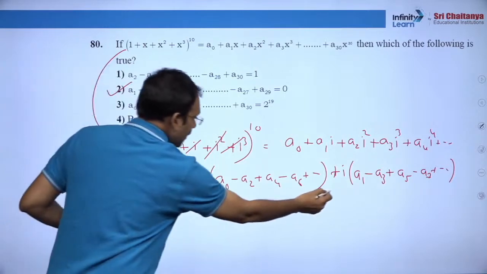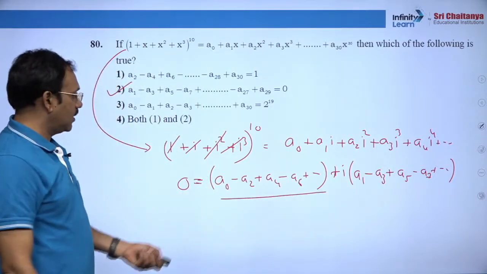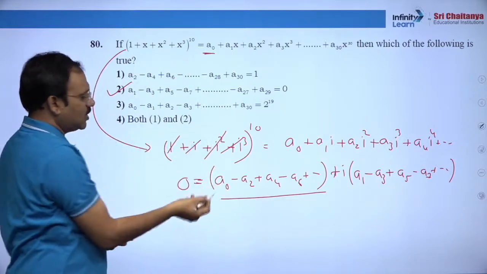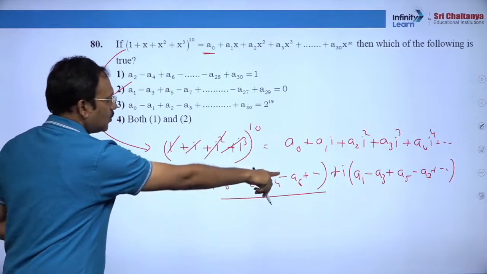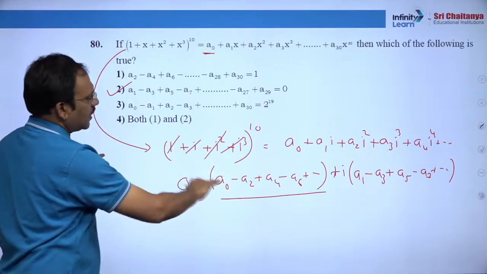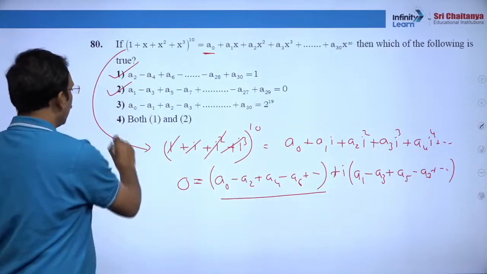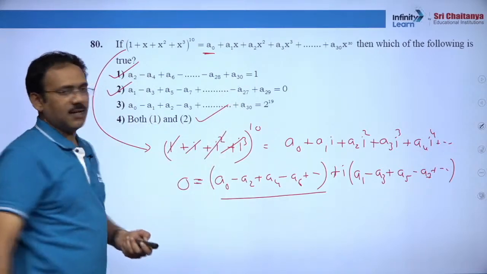Even here, my dear friends, the first is also correct. This must be 0, but a0 is the constant term, which is 1. So 1 minus a2 and so on means you put 1 on one side and send the other terms to the other side. So this statement is also correct. So both 1 and 2 are the right answer, my dear friends.